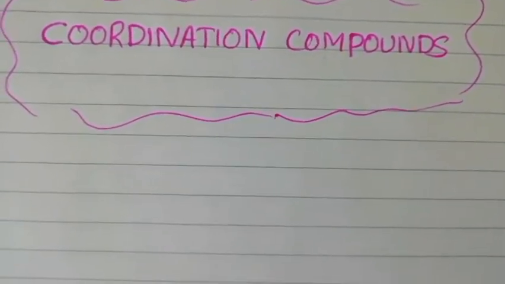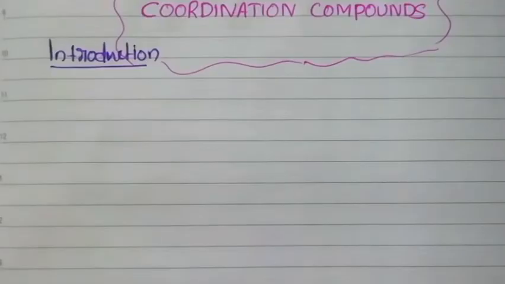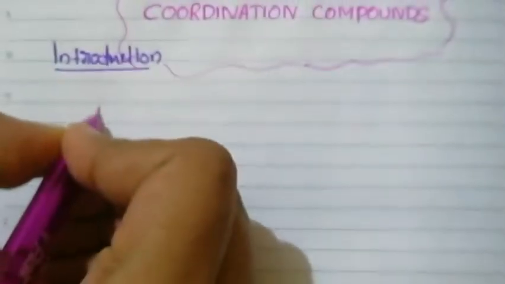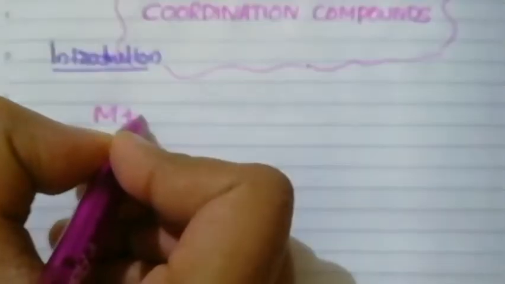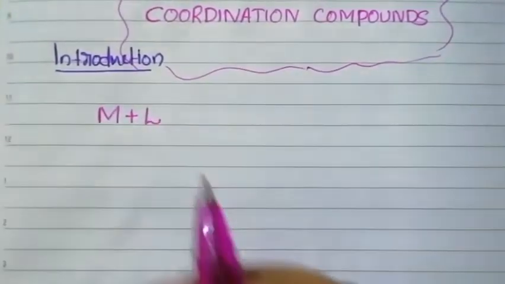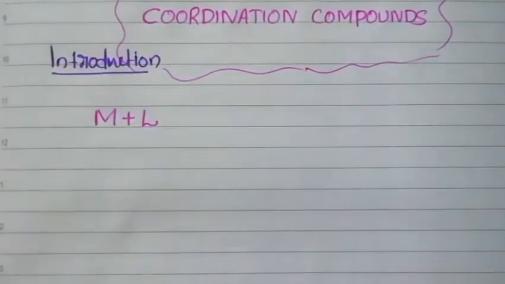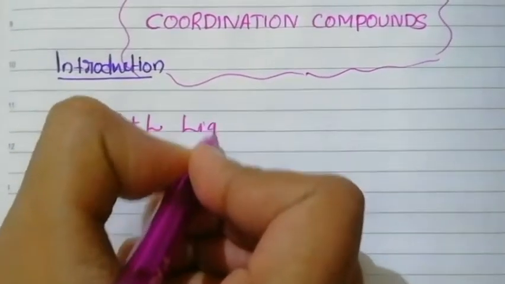So let's start the chapter, coordination compounds. This is entirely a new topic. We didn't study anything about this chapter in 11th class. So what is a coordination compound? A coordination compound is formed by the combination of a metal and a ligand. Here M represents the metal and L represents the ligand.